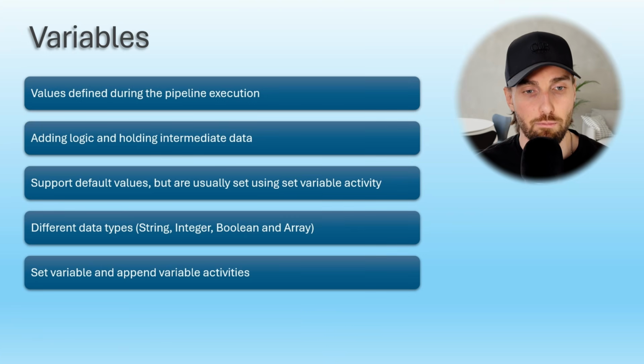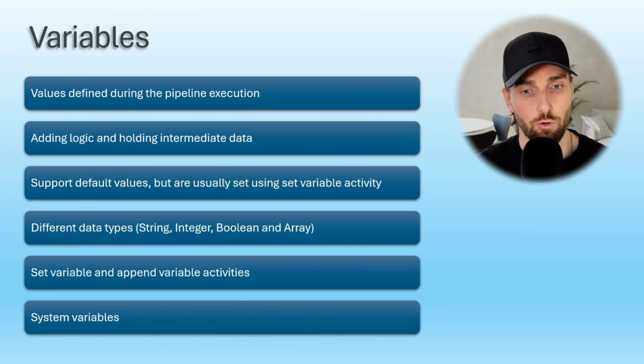There are also many system variables that are already predefined and hold some system-related information like the pipeline name, pipeline trigger time, or workspace ID, just to name a few, so that you get an idea what those system variables are.